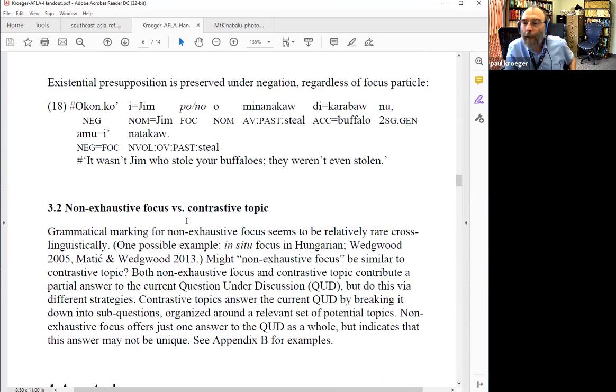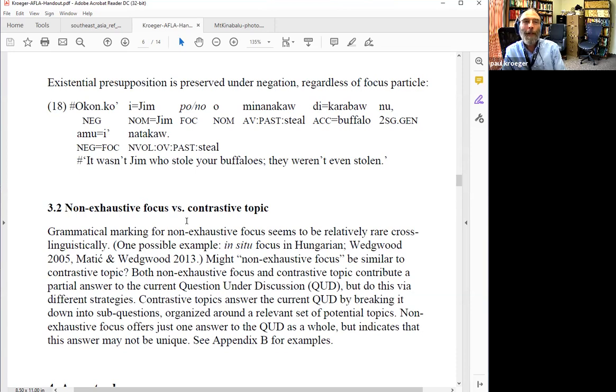It doesn't seem to be very common across languages for languages to have a specific marker for non-exhaustive focus. One possible example apparently is in situ focus in Hungarian, but it's just not common. And one of the AFLA reviewers suggested that maybe what you're calling non-exhaustive focus is something like a contrastive topic. And that turns out to be a really interesting comparison.